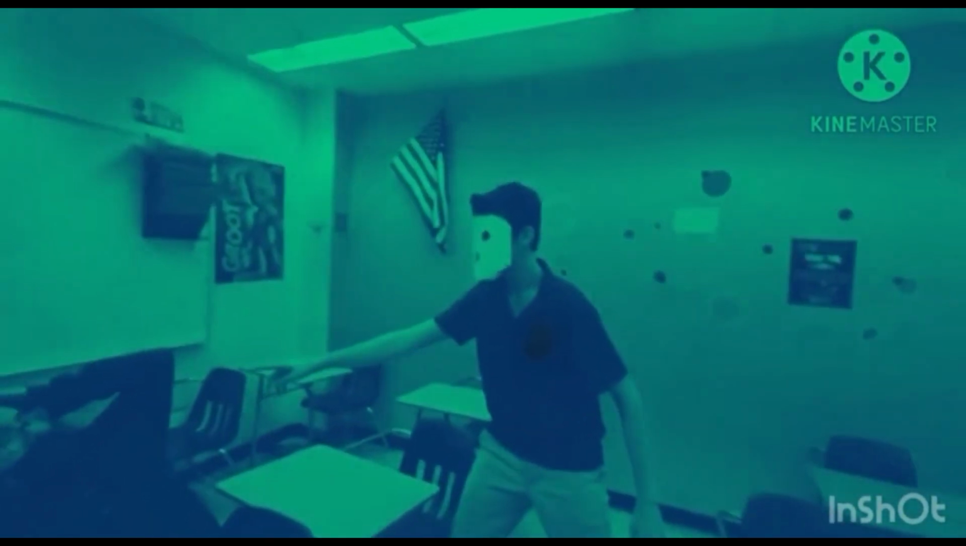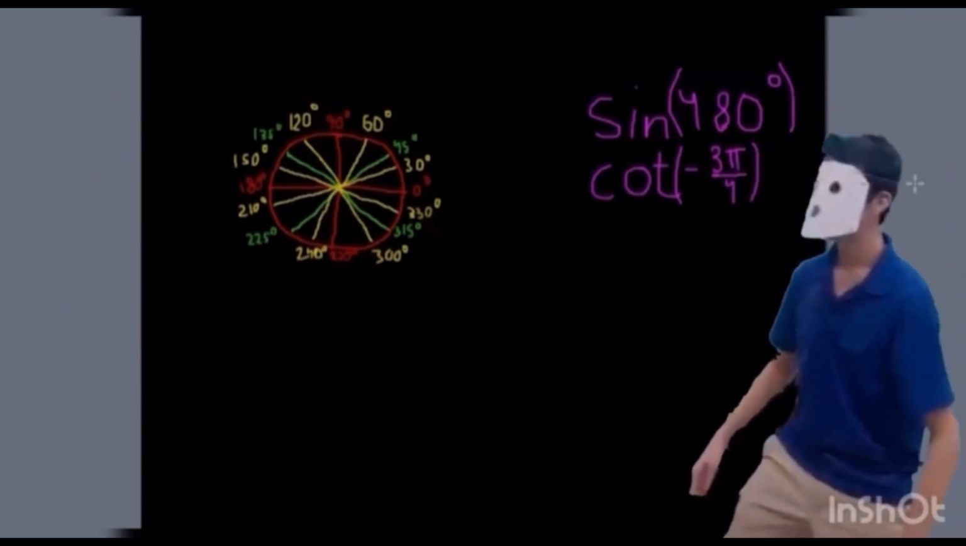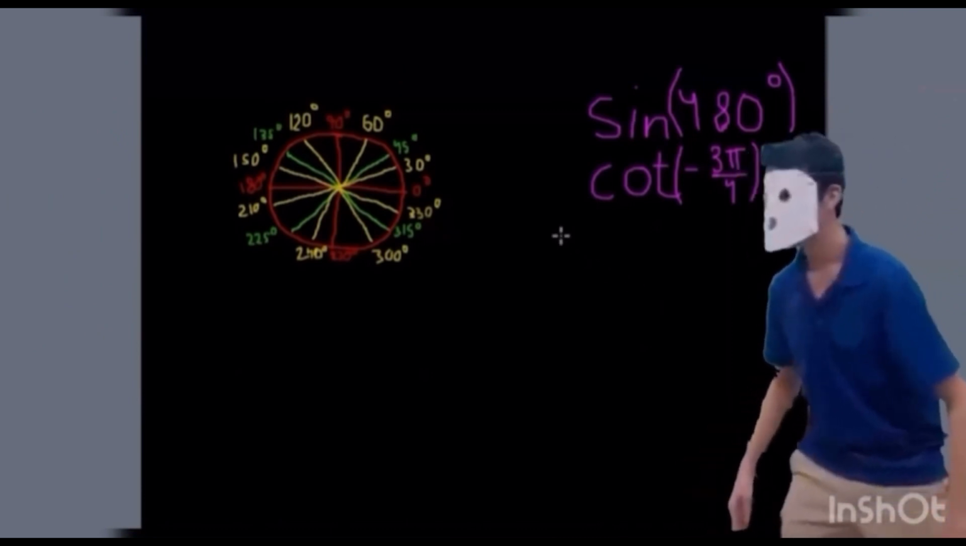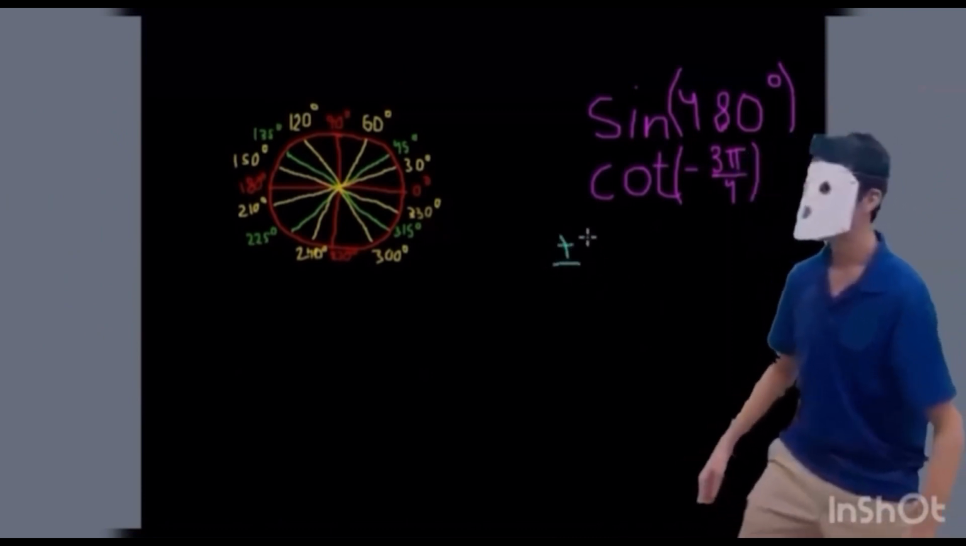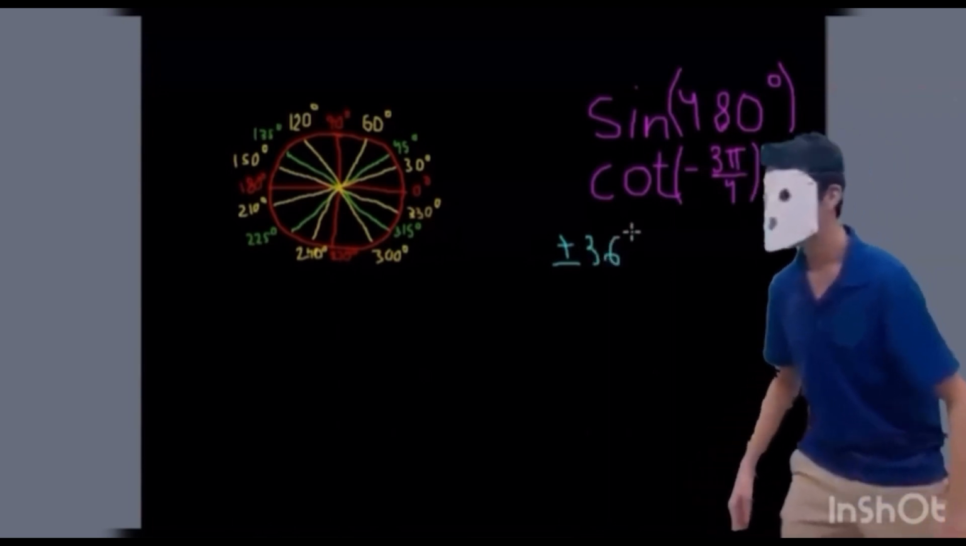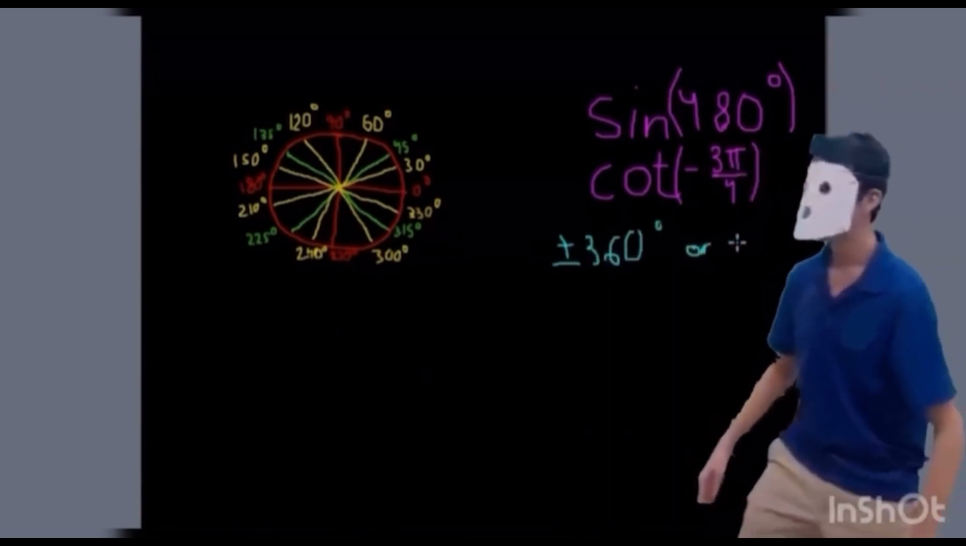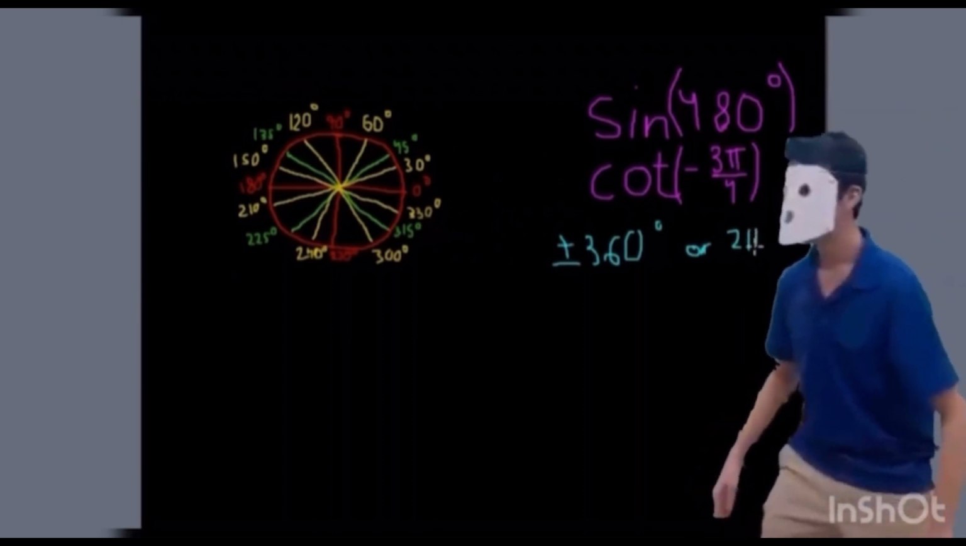Where am I? It's a ghost! I am the ghost of cosine, and I have come here to teach you what to do if your angle is not on the unit circle. If your number is not on the unit circle, all you gotta do is add or subtract by 360 degrees or by 2 pi radians from the angle until you get something that is on the unit circle.